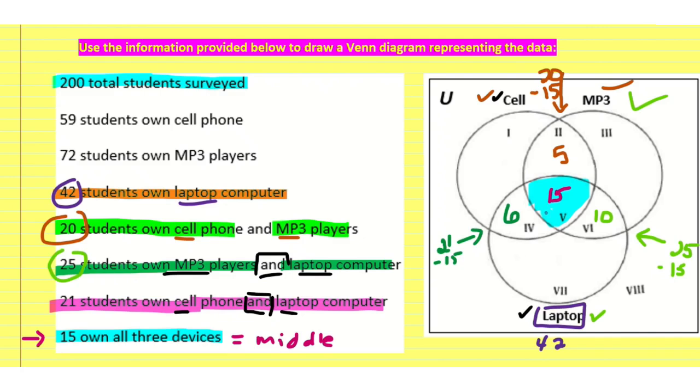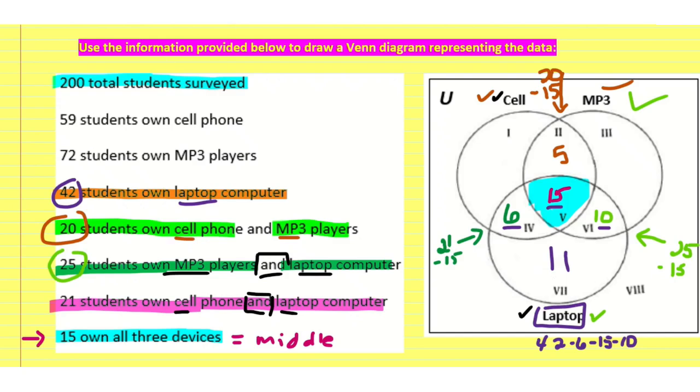But we already have numbers in the laptop circle. We already have 6 and 15 and 10. So that means we do not want to double count those people. So we need to do 42 minus the 6, minus the 15, and minus the 10. And that is going to leave us with 11 people who only own a laptop and no other devices.